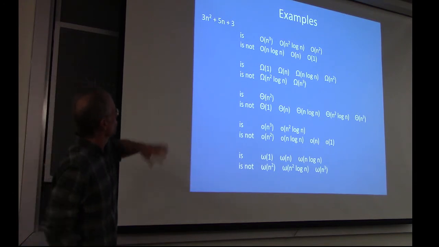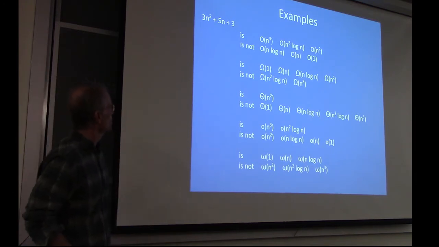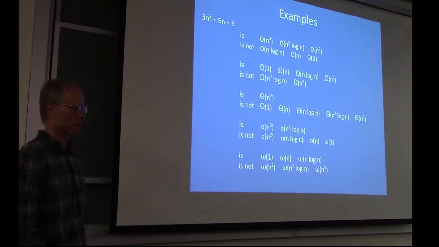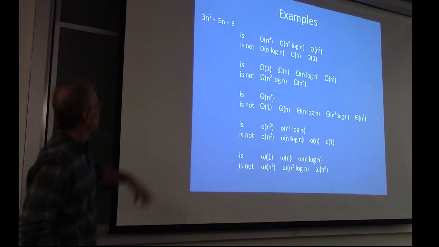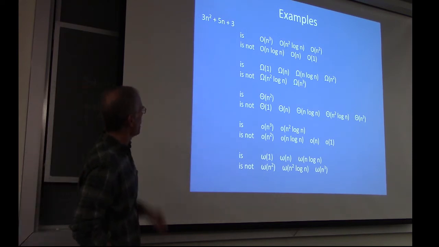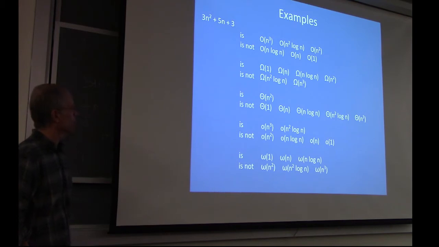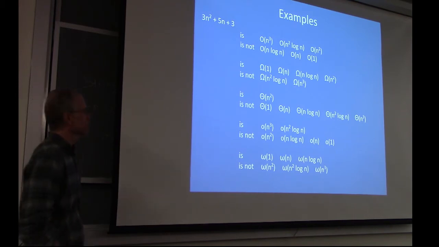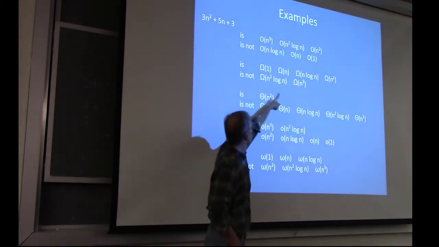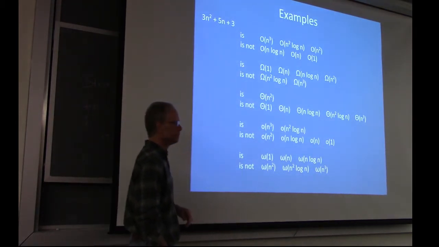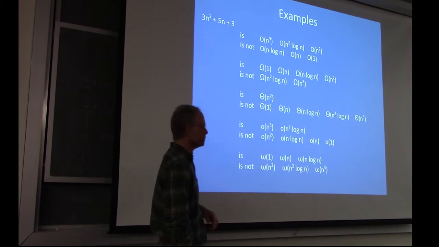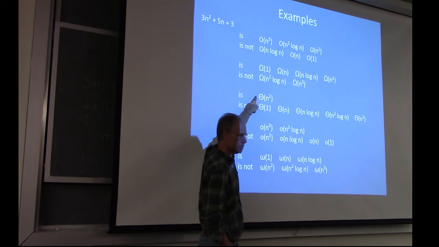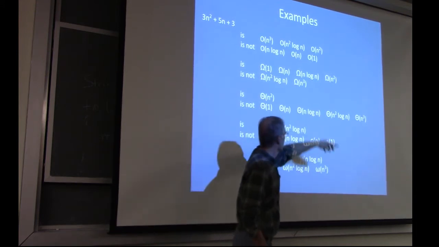It's not true to say that 3n squared plus 5n plus 3 is O of n log n, or O of n, or O of 1. Those are not upper bounds. On the other hand, it is true to say that it's omega of 1, or omega of n, or omega of n log n, or omega of n squared. Those are all good lower bounds, but you can't say this, because those aren't lower bounds. That thing is theta of n squared. They grow at the same rate, asymptotically. It's not any of those things, and so on.